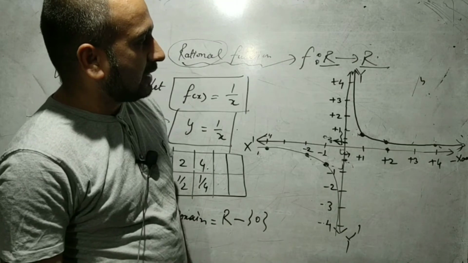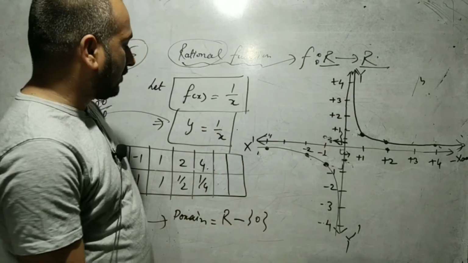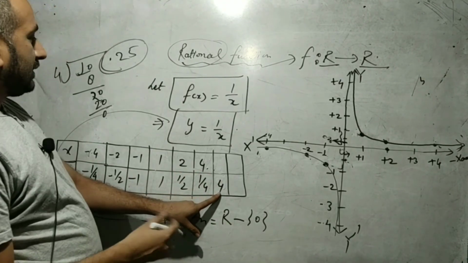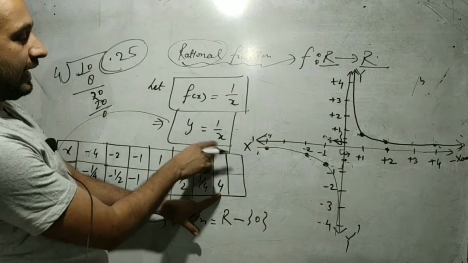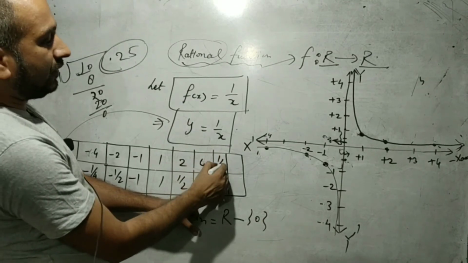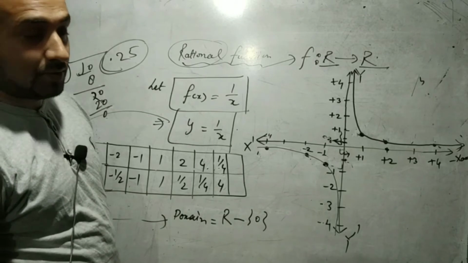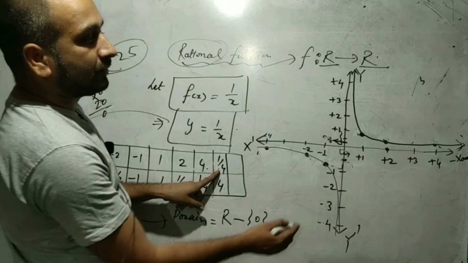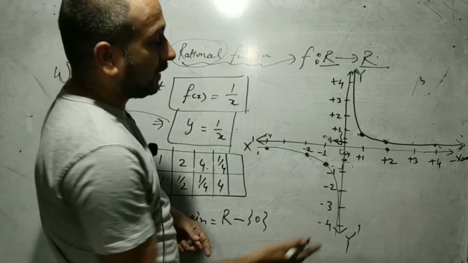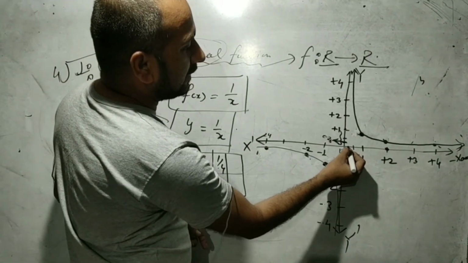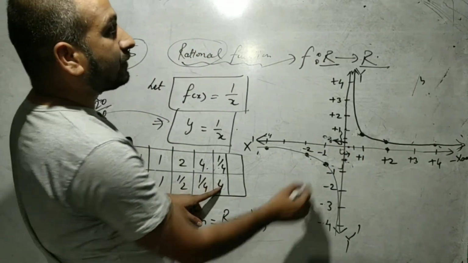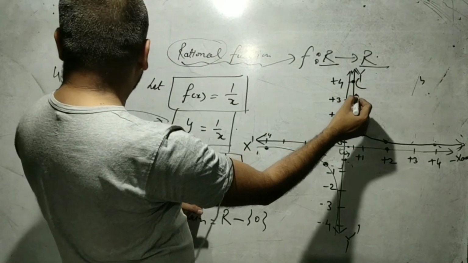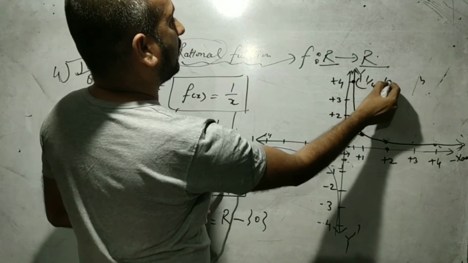Is it clear, students? If you are taking y is equal to 4, what is the value of x? x will be 1 upon 4. Very easy. So where is the point? y is 4, x is 1 upon 4. Where is 1 upon 4? Here is 1 upon 4, which means 0.25. So it's 0.5 here, you will get 0.25, and 4 is here at this point. What are the coordinates of this point? x is 1 upon 4 and y is 4.